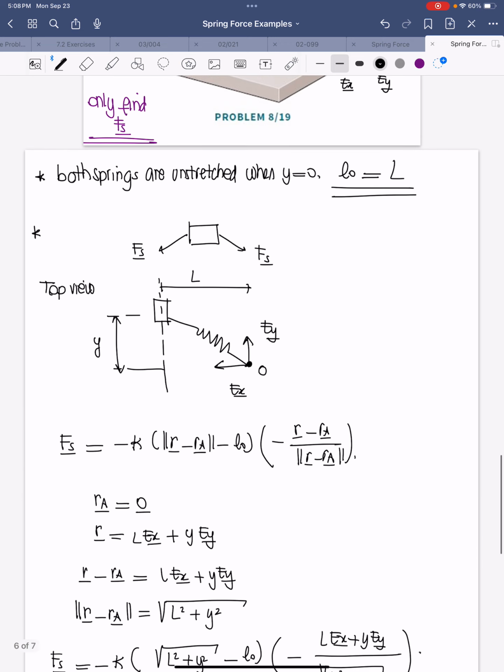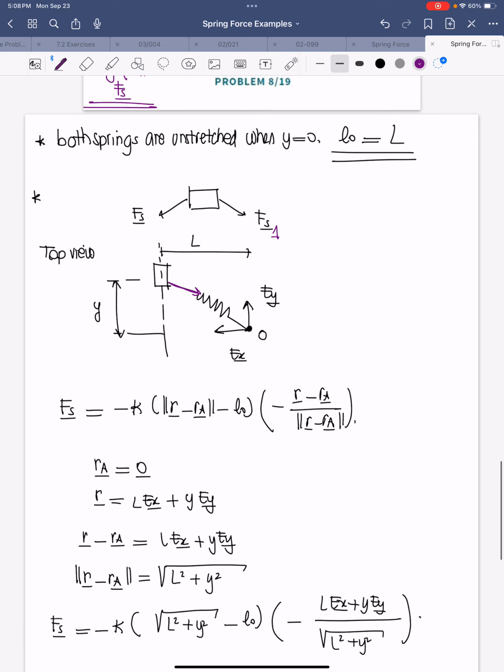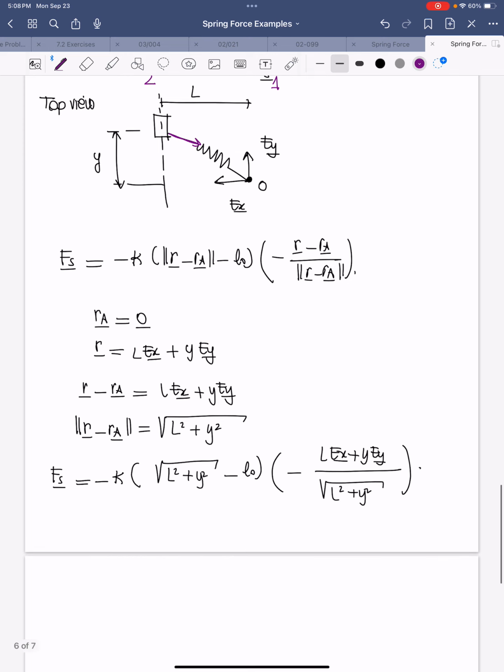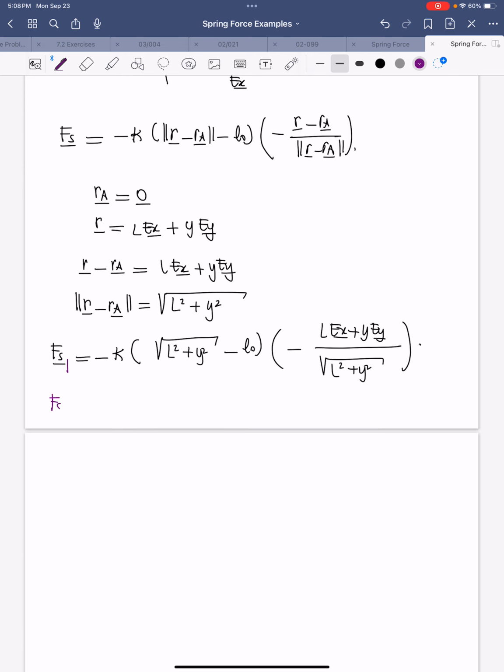For the other direction, this is for this side. For the other spring, I'm going to call them F_s1 and F_s2. F_s2 is the same because it's entirely symmetric, except that instead of pointing along minus E_x, it's going to point along E_x. So this is F_s1, F_s2, with minus L E_x plus y E_y over the square root of L squared plus y squared.